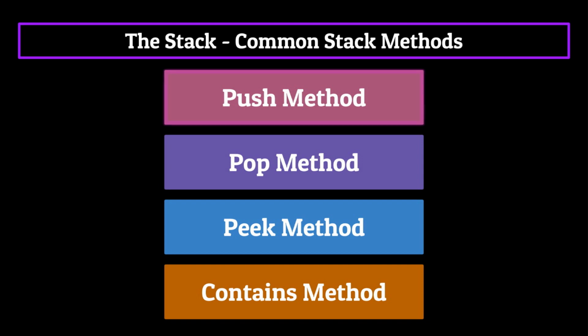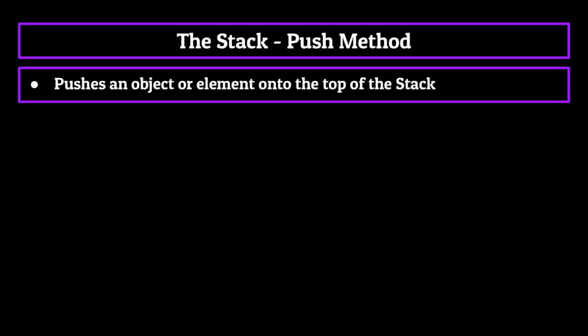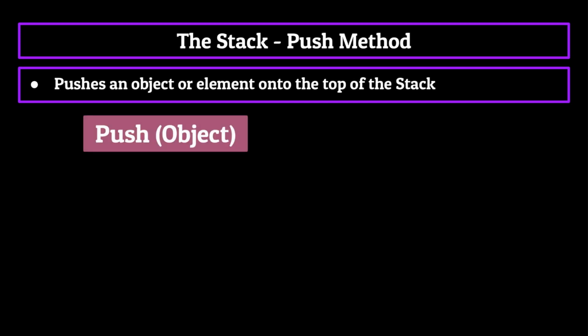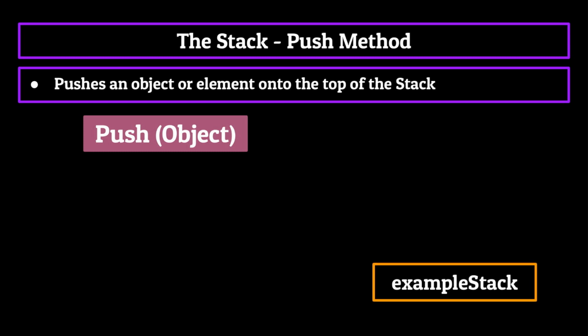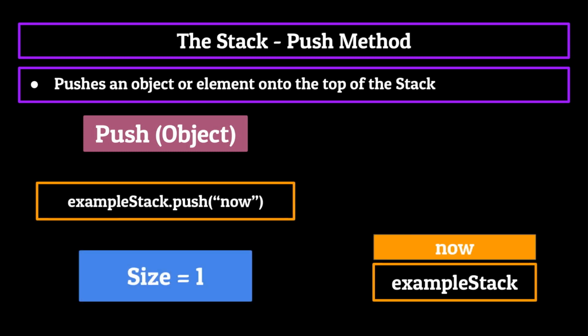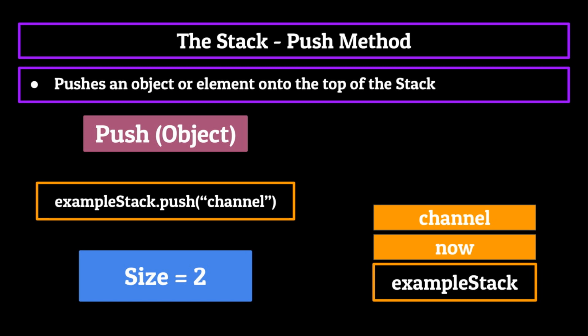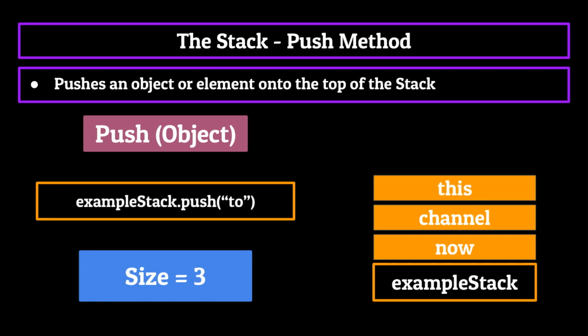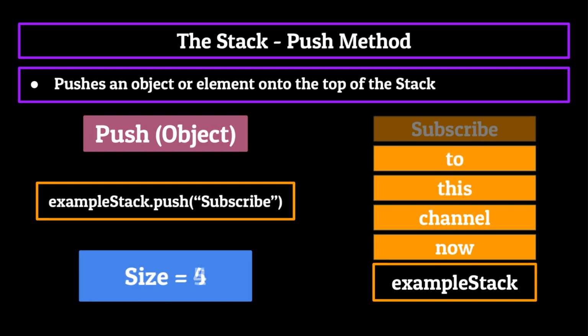All right, let's begin with push. Now, push is a method which pushes an object or element onto the top of the stack. It takes in an object to add to the stack as an argument. When we do this, that element becomes the forefront of the stack and its size is dynamically increased by 1. If we pull up our example stack and start running some push commands with a variety of strings, you'll see that the data structure is slowly built. Now, channel, this, to, subscribe, a series of completely random words seamlessly pushed onto the stack.